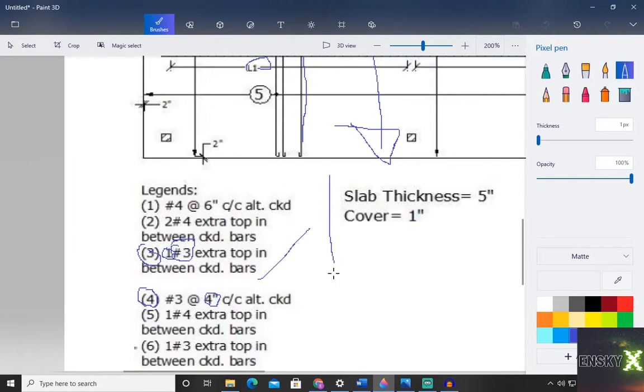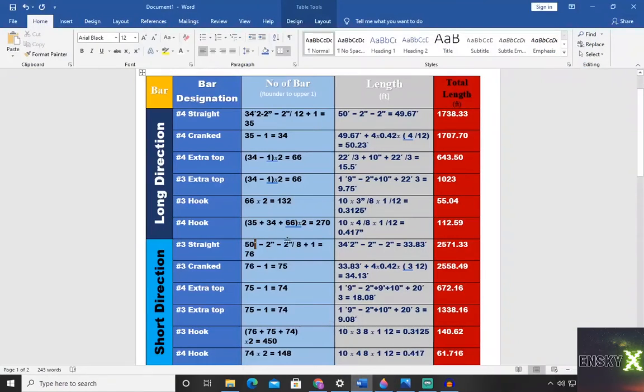So one straight bar and one crank bar is 4 inch apart. This is the crank bar, and from one straight bar to the next straight bar there is a space of 8 inch. So that's why we put 8 here, then again plus 1 like the above calculation. So we are getting 76.